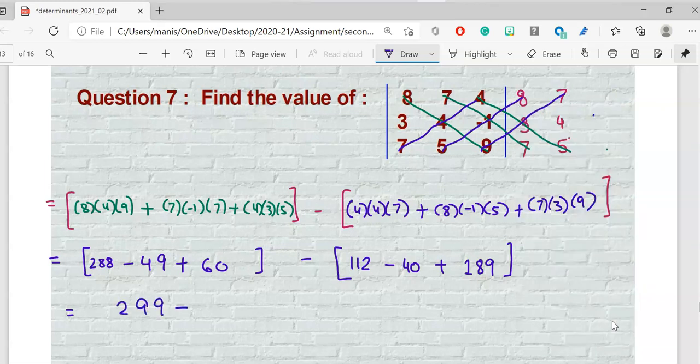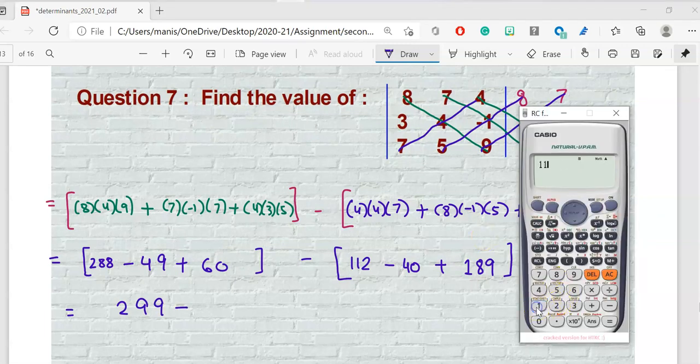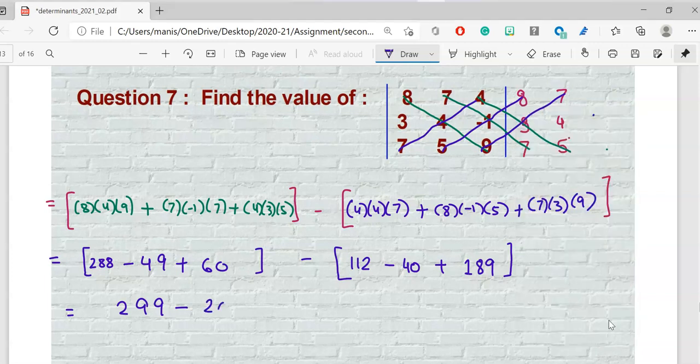299 minus sign, and I will do the remaining one over here. So this is yours, 112 minus 40 plus 189, 261. So I got over here 261. So the only thing I have to do is simplify this part so I can get my answer. So 9 minus 1 is 8, 9 minus 6 is 3. So 38 is my answer for this problem.